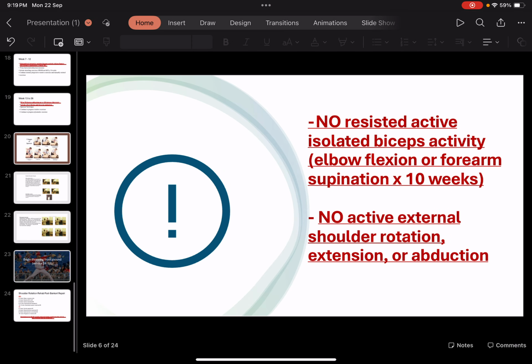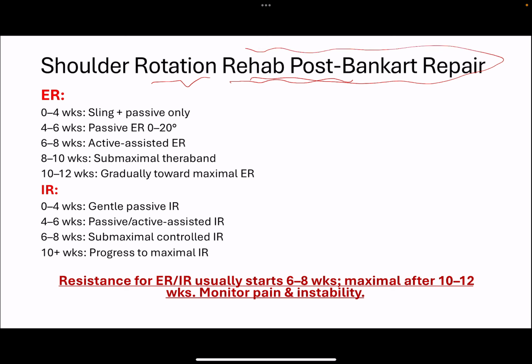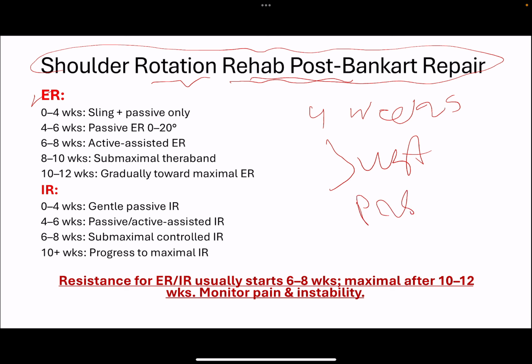Okay, last slide. Shoulder rotation rehab post Bankart repair. External rotation in the first 4 weeks is just passive external rotation, as we discussed, because active will put stress on the repaired site. So the first 4 weeks are just passive and immobilization in a sling.